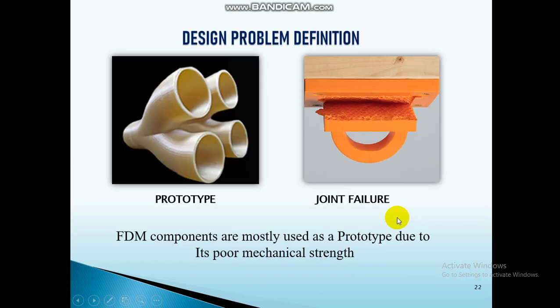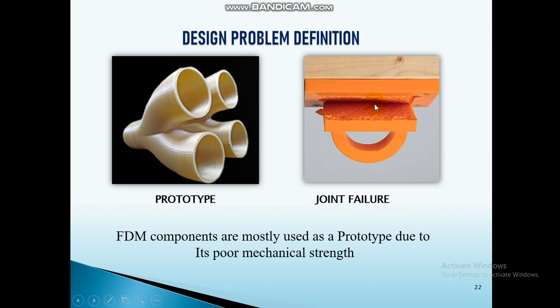So first I need to design the problem definition, right? I already told you that FDM components are very weak, all because of their poor mechanical properties and strength. So most of the time these FDM components are used as prototypes only. If we try to use them as a functional component, definitely it will break. And here you notice that most of the time these FDM components fail at joints. So this is our problem, and I need to solve it.